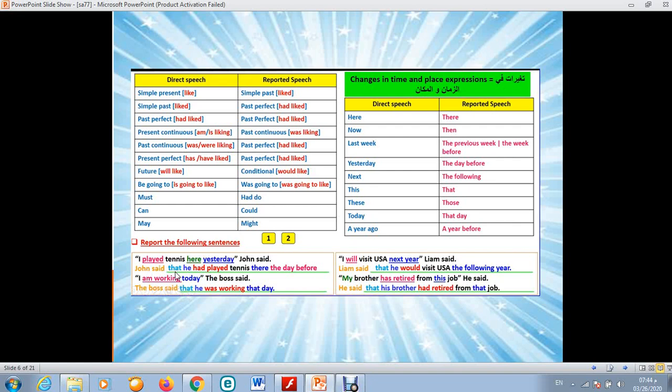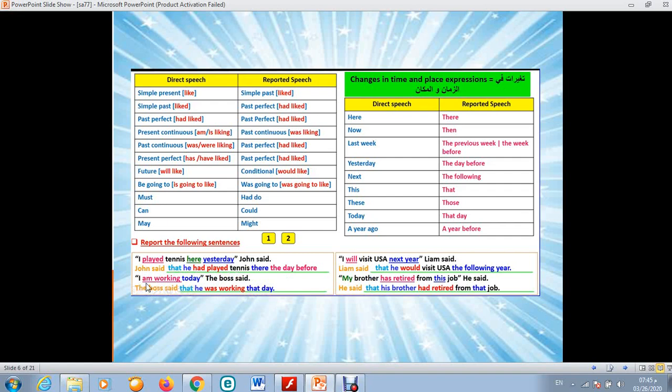Then we use the connector that. Then I refers to John, so it will be he. And the past tense, the past simple tense will be past perfect. He had played tennis. Here will change into there. And yesterday will be the day before. So, "I played tennis here yesterday," John said. The answer, John said that he had played tennis there the day before.